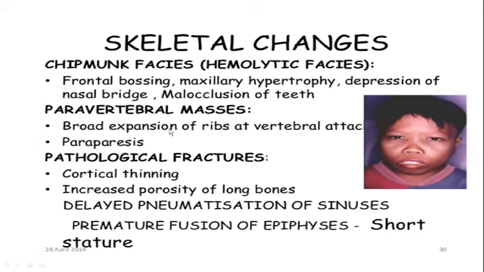Paravertebral masses will be there with a broad expansion of the ribs at the vertebral level, and it can lead to paraparesis too. There will be chances of pathological fractures because of the cortical thickening and increased porosity of the long bones, and premature fusion of epiphyses leading to short stature.